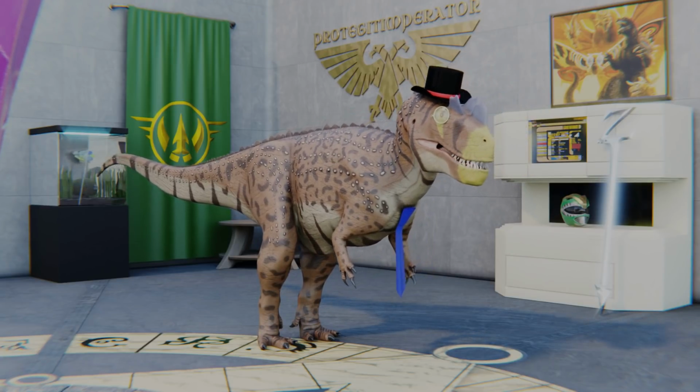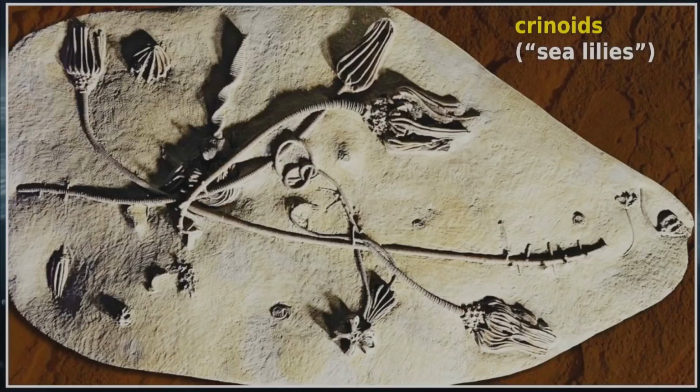Link in the description. Or these crinoids. Look at the heads of those crinoids or sea lilies. They're delicate. They have been preserved.